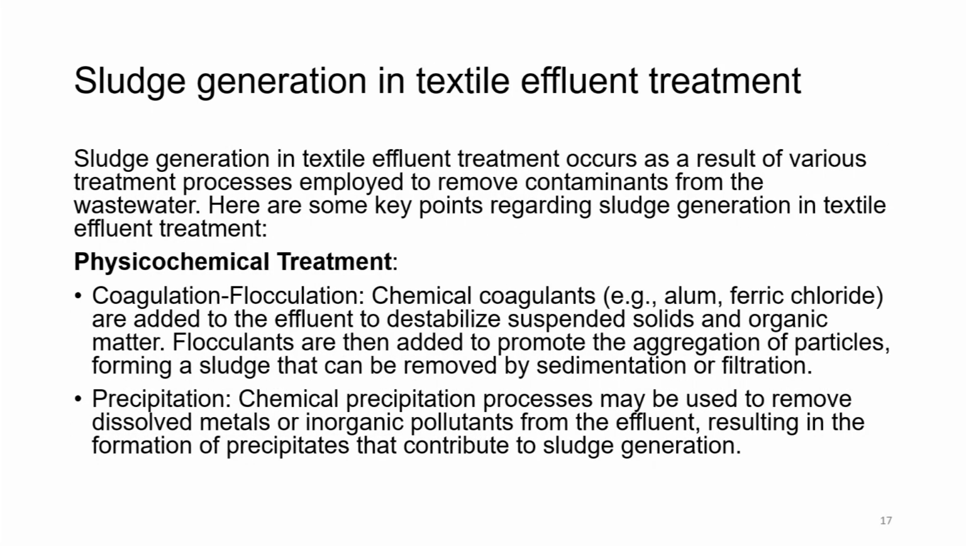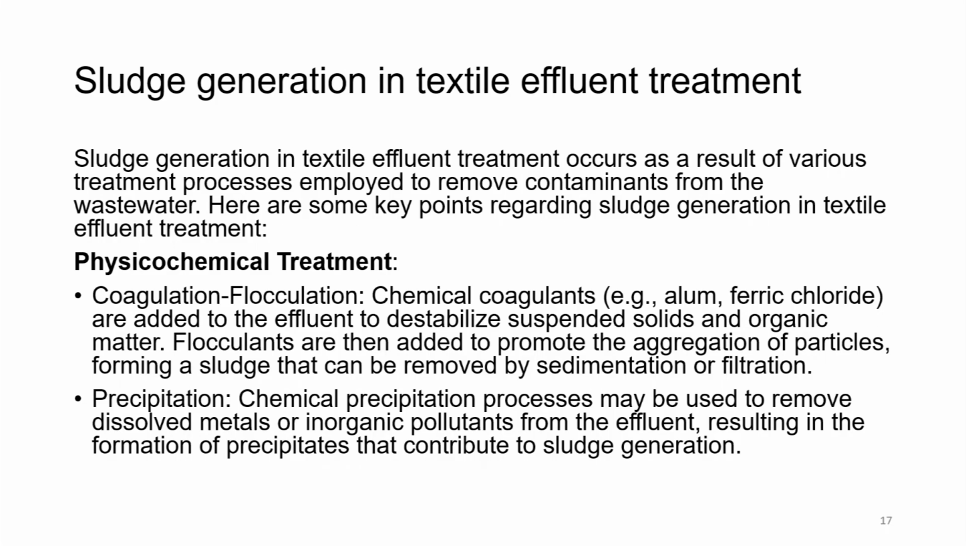Sludge generation is going to happen in textile effluent treatment. So, sludge generation in textile effluent treatment occurs as a result of various treatment processes employed to remove contaminants from the wastewater. Here are some of the key points regarding sludge generation in textile effluent.